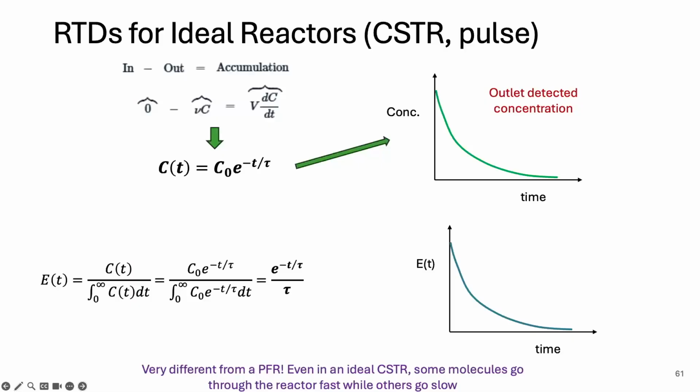For an ideal CSTR with a pulse input, in this case, we do not have a pulse output because we have mixing and back mixing with existing reactor contents. So the expected concentration, or C of t curve, that we'd expect for an ideal CSTR would look something like this qualitatively. So too would E of t. And we can then model our E of t function as e to the negative t over tau, over tau. And so even in an ideal CSTR, some molecules will go through the reactor more quickly, whereas others will be going through more slowly, much different than the case of a plug flow reactor.